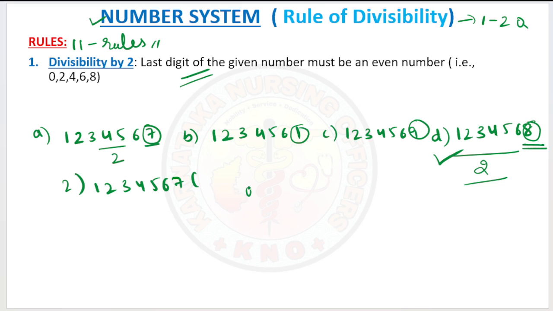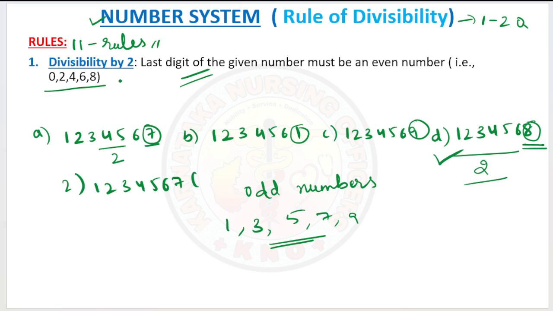So these numbers are odd numbers, right? What are odd numbers? 1, 3, 5, 7, 9. These numbers are called odd numbers. And what are even numbers? 0, 2, 4, 6, 8. These numbers are called even numbers. If the last digit of the number is an even number, then we can say that the number is divisible by 2. So this is the rule of divisibility by 2.